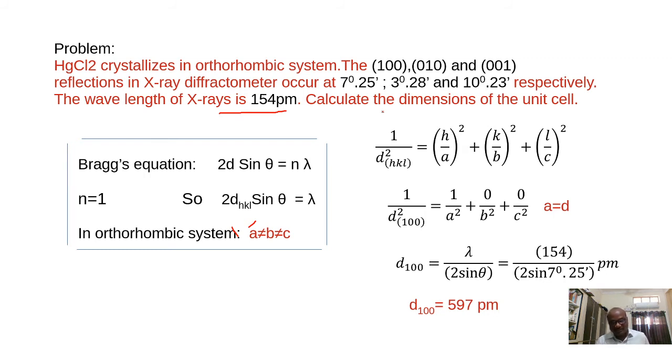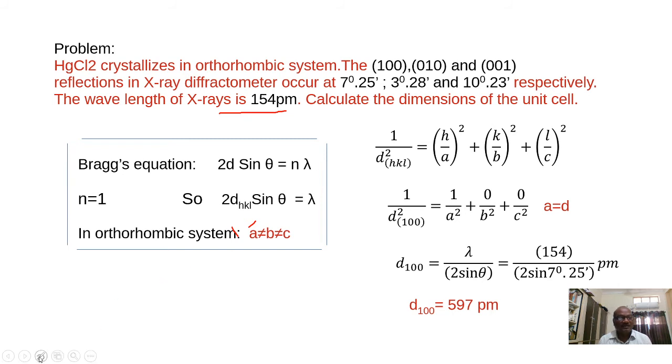So how to identify the dimensions of the unit cell? You remember, in order to identify the dimensions of the unit cell, you have to record the theta values. We solve this problem with the help of Bragg's equation. What is Bragg's equation? 2d sin theta is equal to n lambda. Here, we say that these reflections are taking place with n equal to 1.